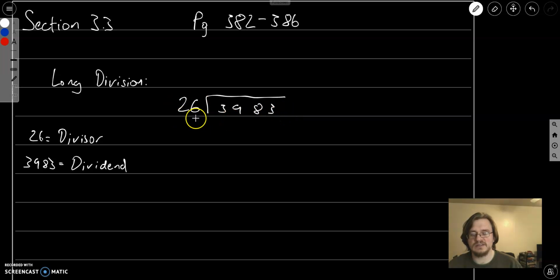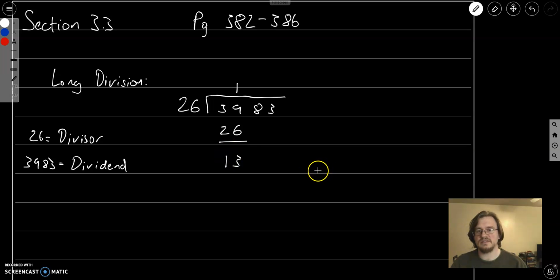3983 by 26, we look to see how many times 26 will fit into the first few digits. So first of all, 26 does not fit into 3, so we will ignore that, but 26 does fit into 39. So how many times does 26 go into 39? 26 goes into 39 once. We multiply 26 by 1 and write that here. And then we subtract 1, 3.